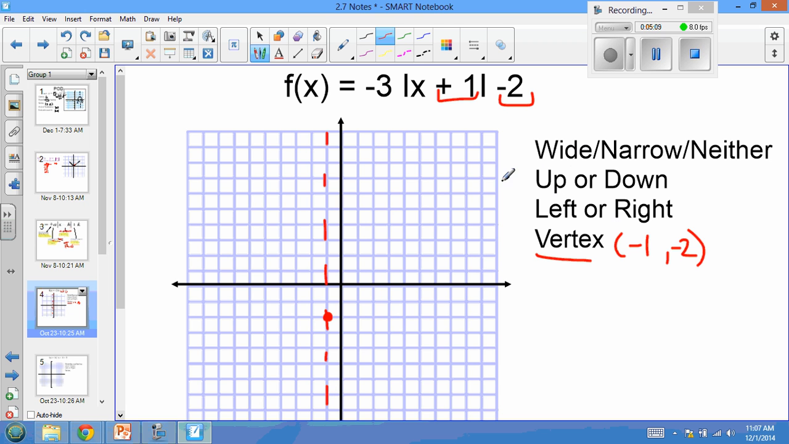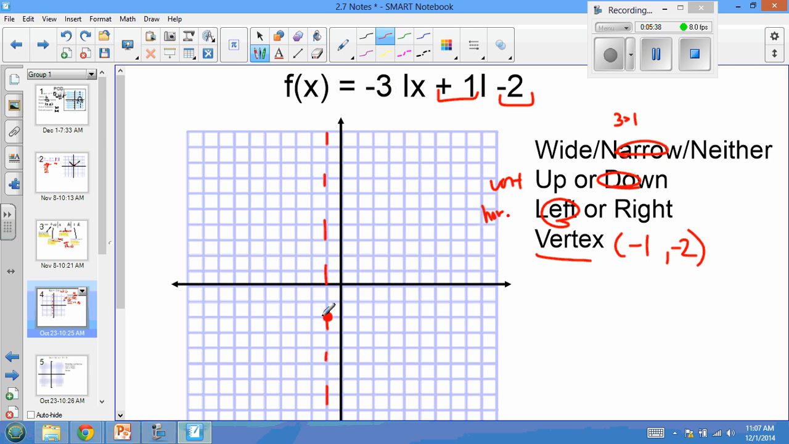Okay, so my left or right, this is my horizontal shift. From 0, did we move left or right? We moved left. And again, from 0, did we move up or down? So my vertical shift, we move down. For my wide, narrow, or neither, we're still looking at just A. So 3. 3 is greater than 1, so we know we're narrow.